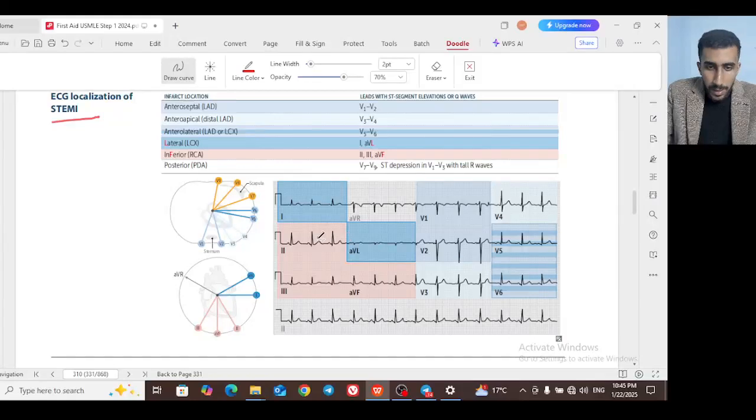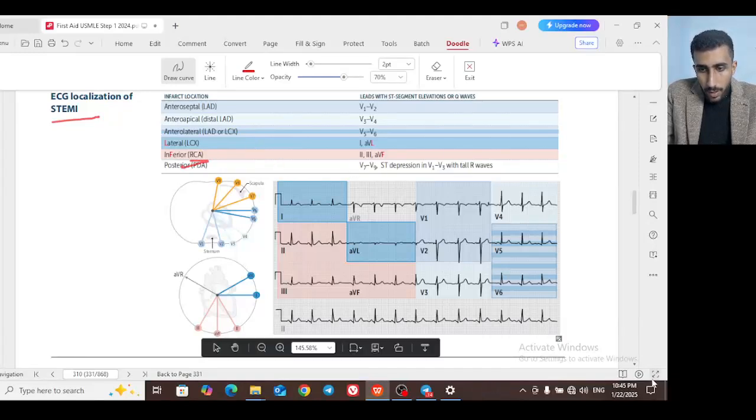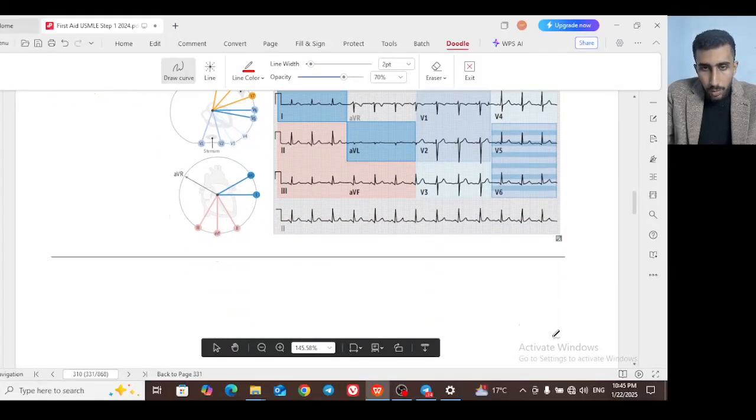And the easy part is the inferior leads, like the capital L. They are 2, 3, and aVF, the inferior leads, perfused through the right coronary artery: 2, 3, and aVF. These are the main leads you have to memorize.